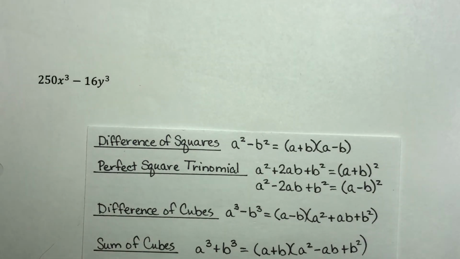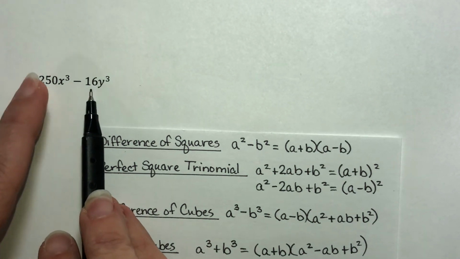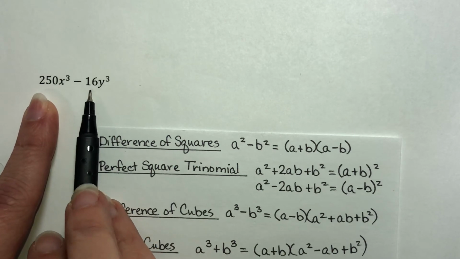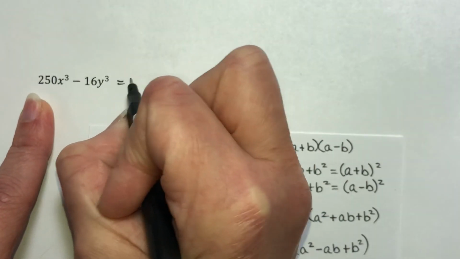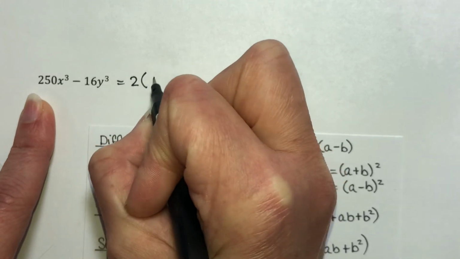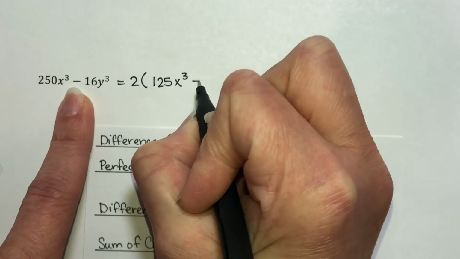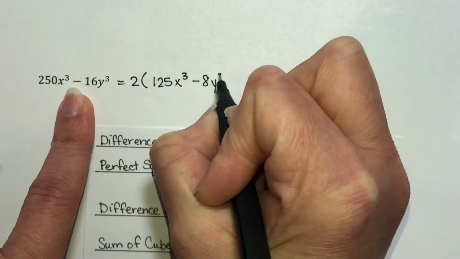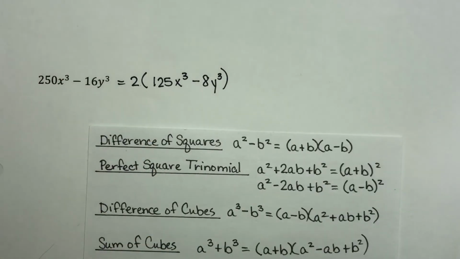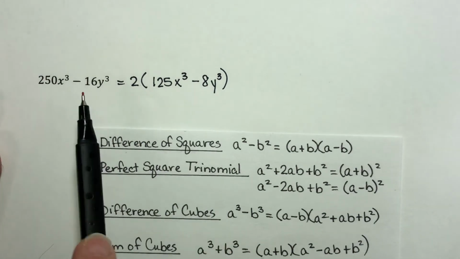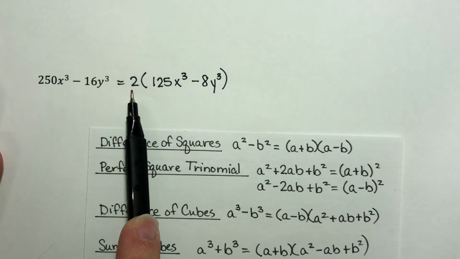But what is our first step always? To factor out a greatest common factor. I see that both of these numbers are even. That means I can factor out a 2 at minimum. So let me do that. If I factor out a 2, I get 125x cubed minus 8y cubed. Okay, so I double check here. I don't have another GCF, so 2 is the largest thing possible.